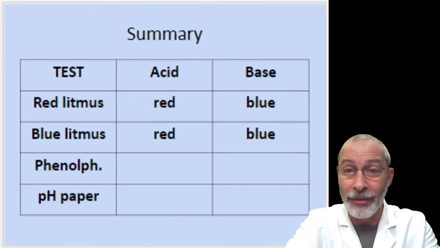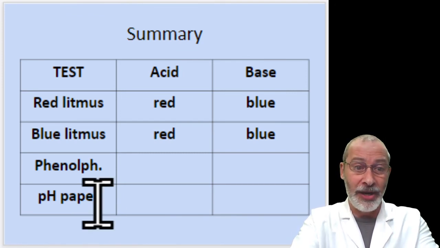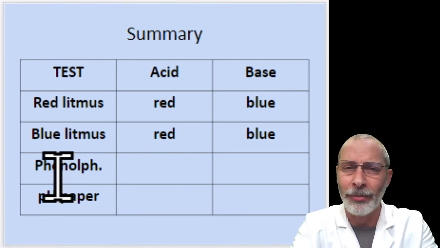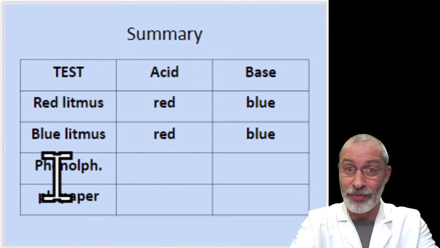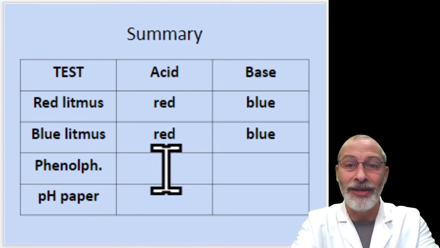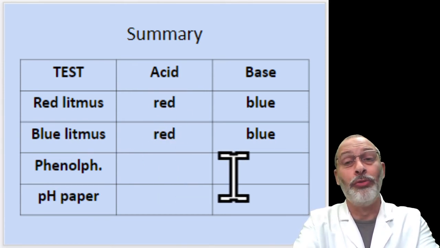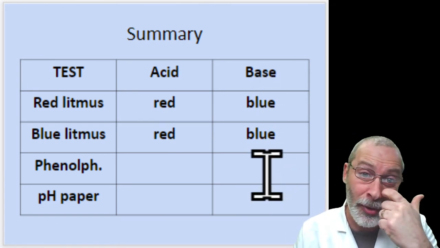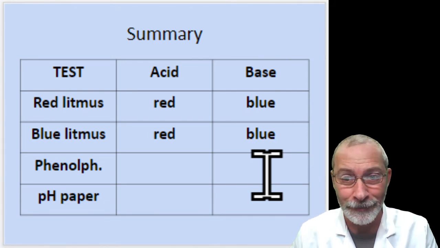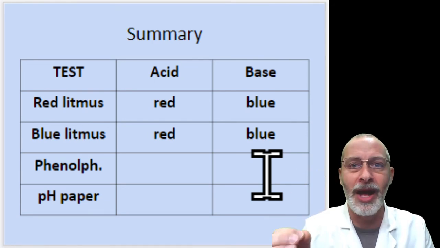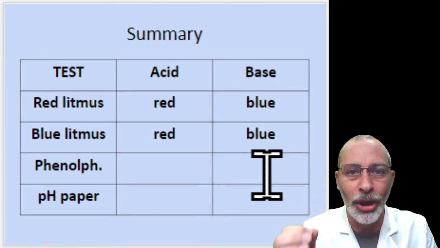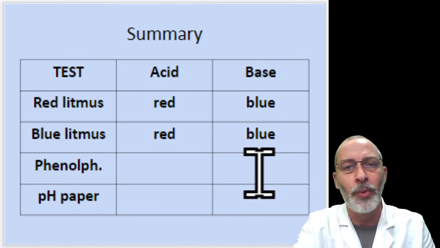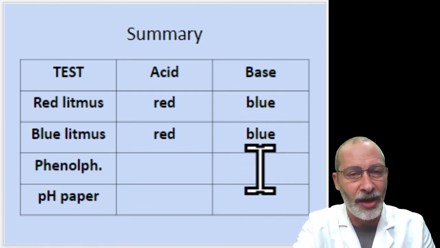Next, blue litmus paper. Blue litmus paper will turn red in the presence of an acid and will remain blue in the presence of a base. The bottom line is this with both red and blue litmus paper. The bottom line is bases are blue. So red litmus paper will turn blue, blue litmus paper will stay blue in the presence of a base.